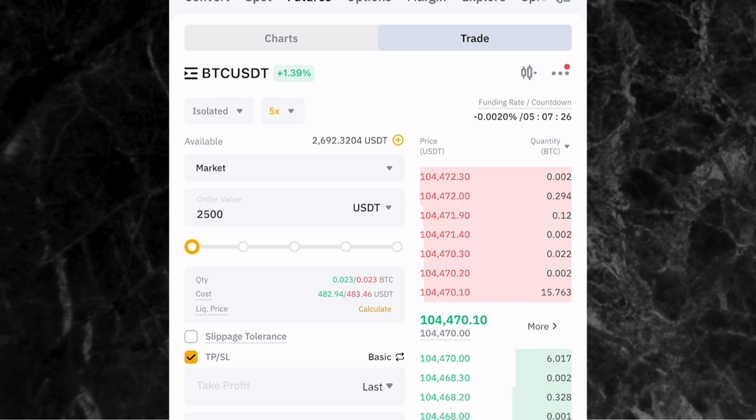Now the next thing I want to show you is where you have this funding rate / countdown. A lot of people always ask me what's the meaning of this. Now you can see right here you have minus 0.0020%, and you also have a countdown which is like 5 hours, 7 minutes and some seconds.